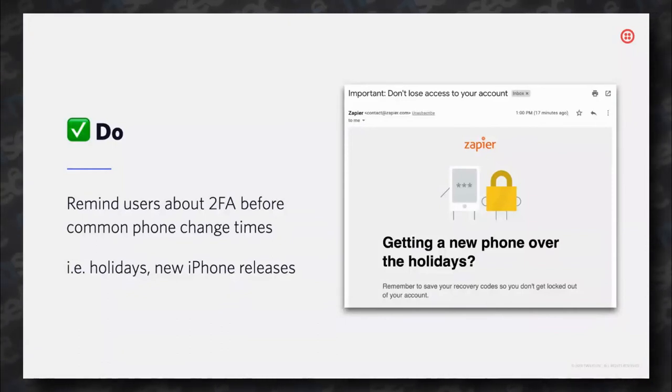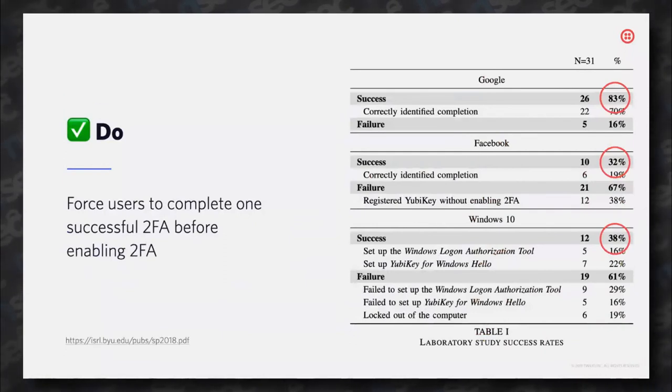So another big thing, hopefully you're already doing this if you support 2FA, but you really want to make sure that you're designing your 2FA onboarding well. In a 2018 study that focused on the usability of YubiKeys, researchers found that setup success varied a lot depending on the platform that the customers were trying to log into. Users logging into Google had an 83% success rate of enabling 2FA, but when they were trying to log into Facebook, they only had a 32% success rate. One interesting thing is that 19% of people actually locked themselves out of Windows 10 because the system allowed them to enable the factor without ever doing a successful verification. A lot has changed since 2018, but I think this study is a really interesting look at how onboarding UX impacts user success. It sounds obvious, but make sure that your users are completing at least one successful authentication before they ever enable that factor.